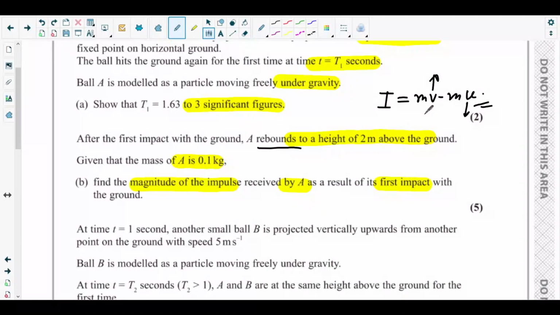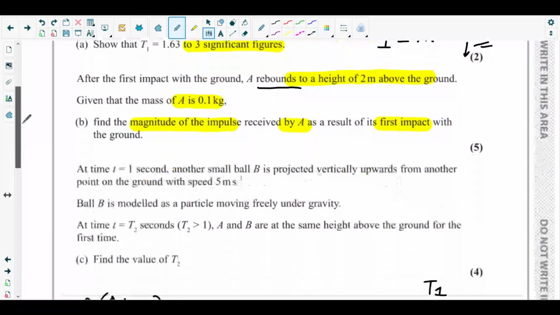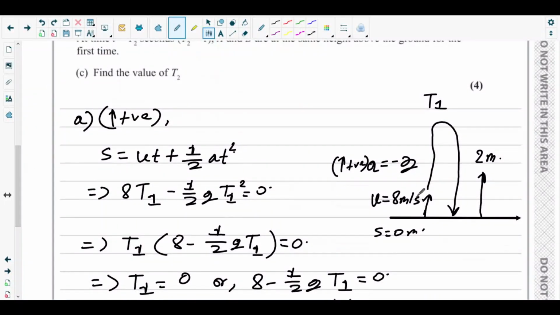We need to find out the rebound speed and the approach speed. Approach speed is very simple to find out, because initial speed is 8 meter per second. The speed of projection is 8 meter per second, and since it's projectile motion under the force of gravity, the ball is reaching the same level, that is the ground, after t1 seconds.